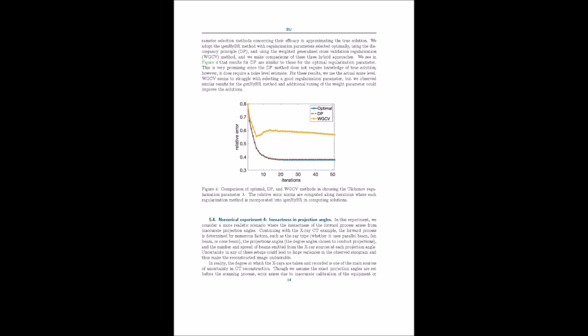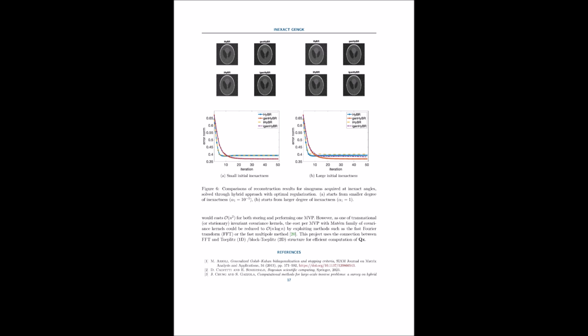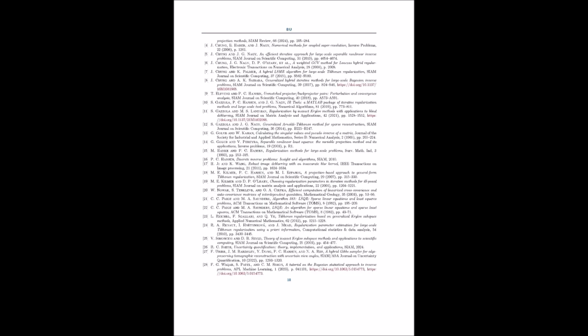The findings are pretty interesting. The DP method shows remarkable resilience, actually achieving relative error norms that are surprisingly close to those we get with the optimal method. Wow, so even without knowing the true solution, the DP method can pinpoint a near-optimal regularization parameter. It can, but it's important to note that the DP method relies on a good estimate of the noise level in the data. If our noise estimate is off, the results might not be as reliable. It's like trying to follow a blurry map. If we don't have an accurate understanding of the landscape, we're more likely to get lost.